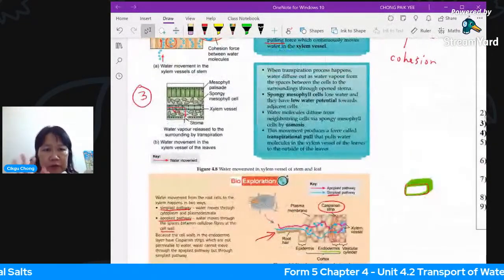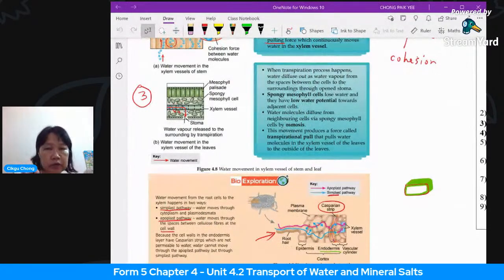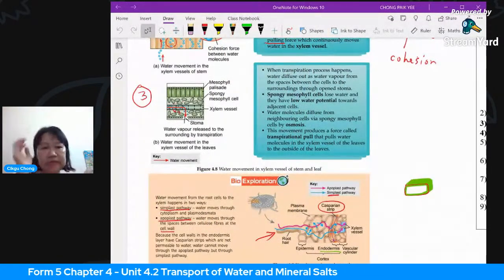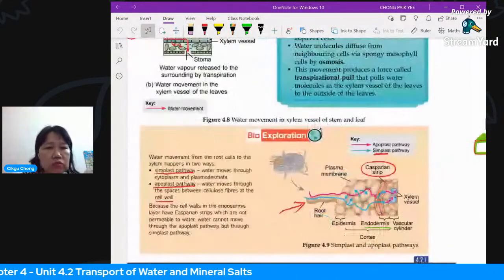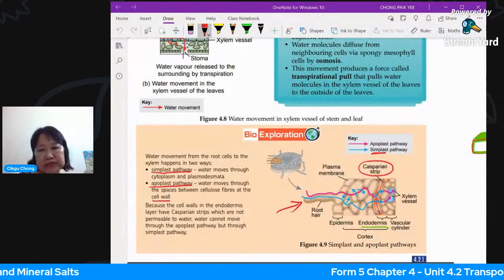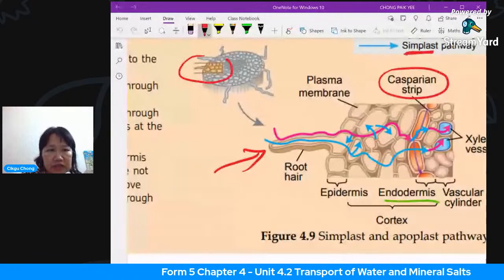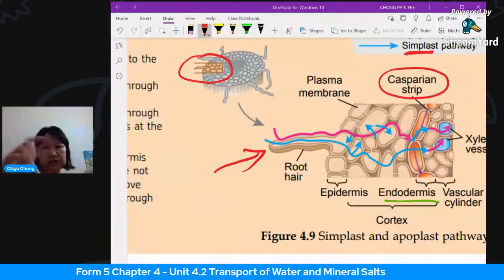Now, before we talk about the transpirational pull, there's one part I want to tell you also, which I missed out last time. How does water move from the root into the xylem? You see here, this is a cross section. This is the root, where you can see the root hair, and it's cut through.